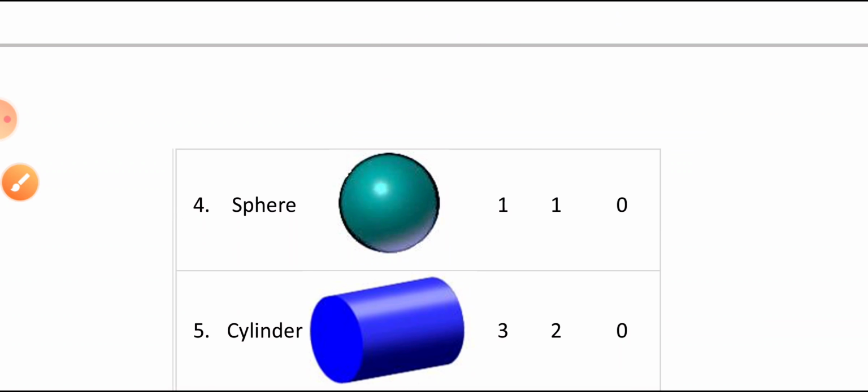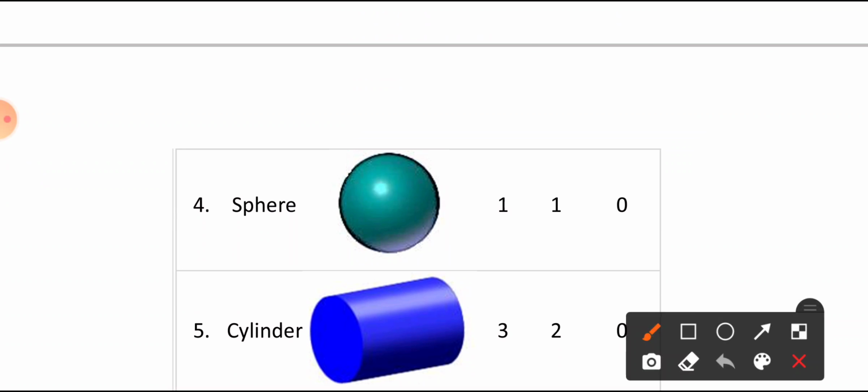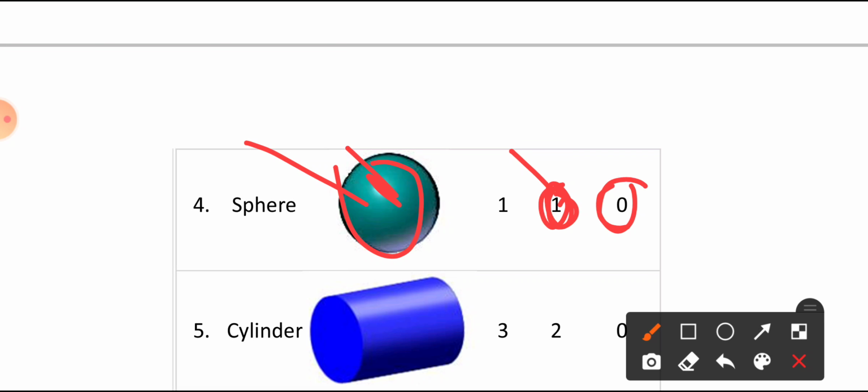Now sphere. Sphere has how many faces? Only one, this one. And how many vertices and edges? We can say that there are no edges and no corners. So here it will be 0. You can see there are no edges and there is no corner also. So there will be 0.